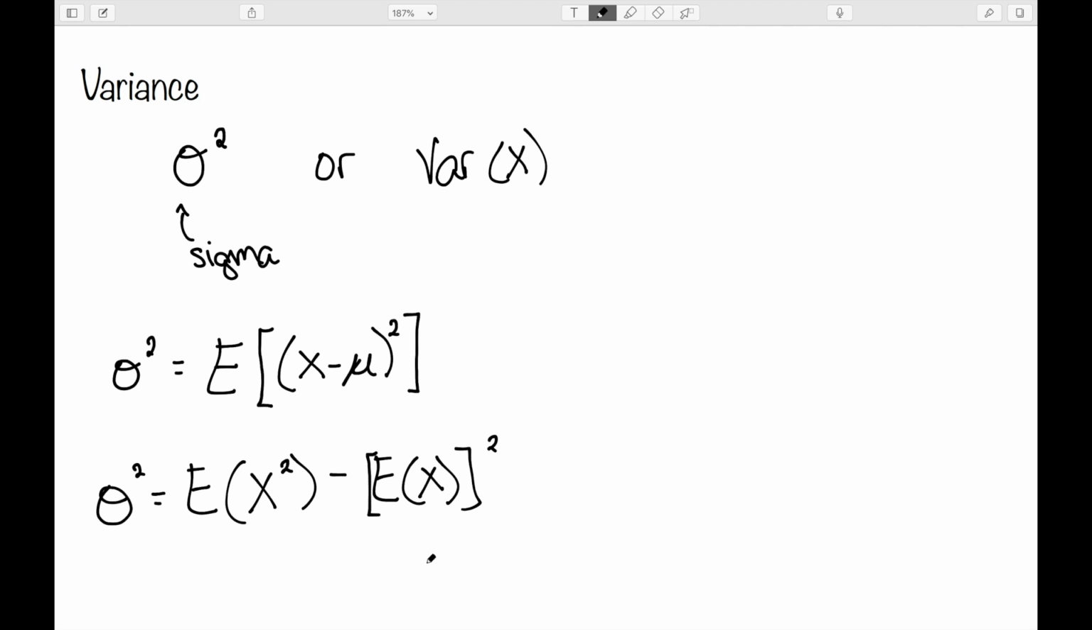The second way to define the variance is the expected value of x squared minus the expected value of x, all squared. And this is the more practical way. Whenever we're computing it, this right here is the method we prefer.